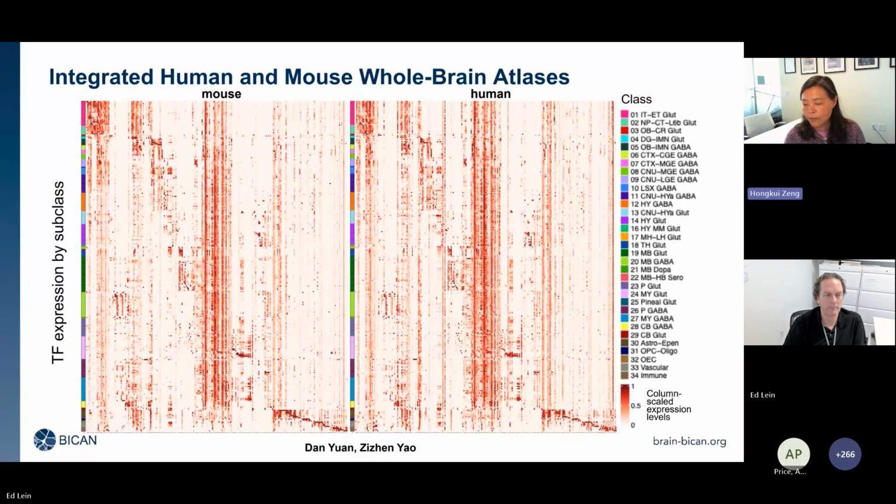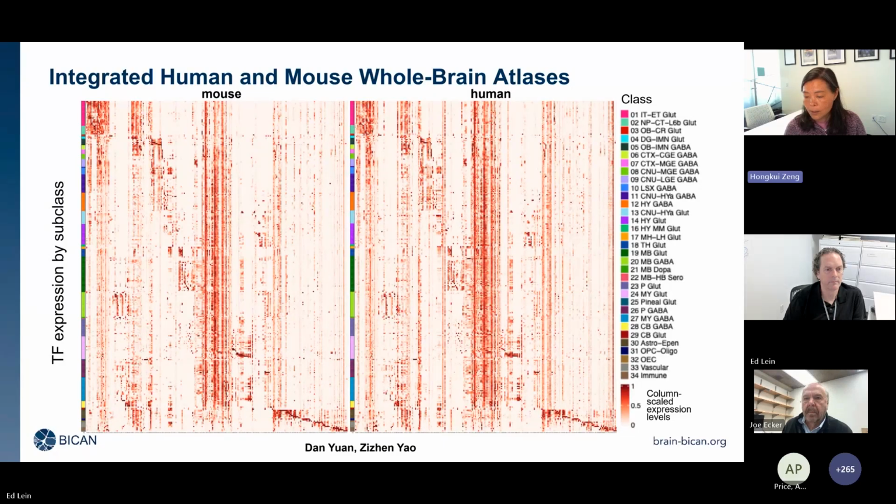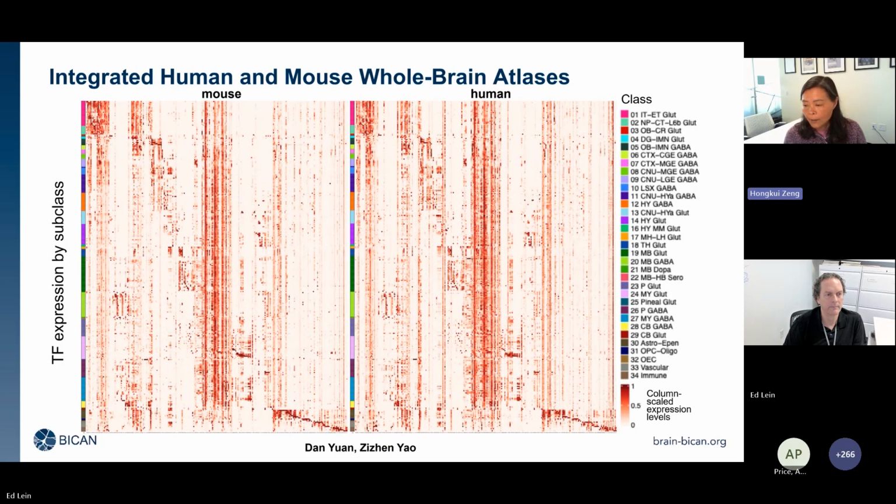And many of the other gene families are less well conserved than transcription factors, again suggesting that transcription factors are really driving forces in defining cell types, even in the adult brain.